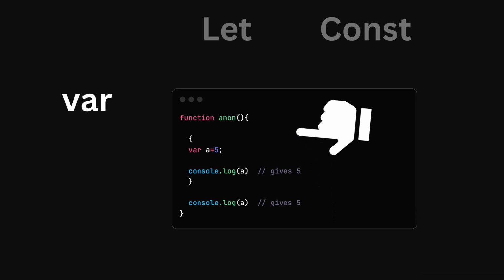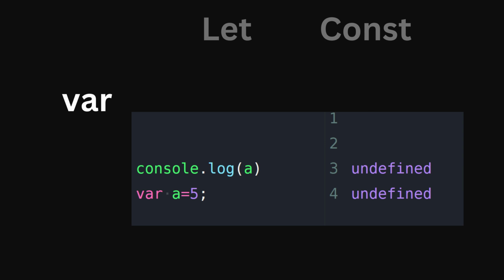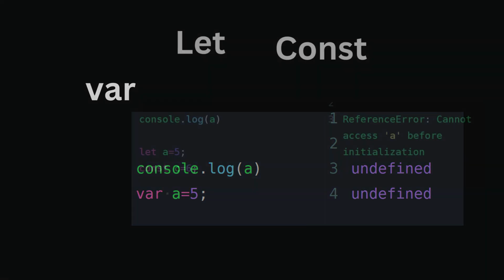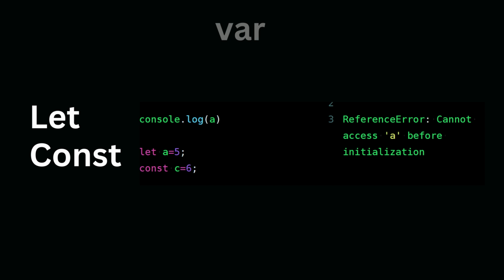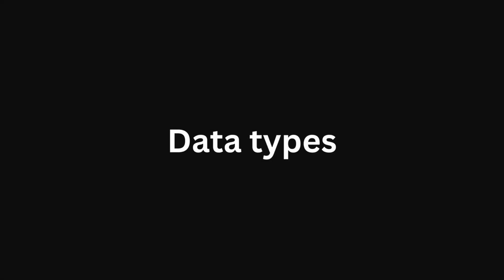You can reference a variable declared with var before the declaration without getting an error. However, when you try to access a variable that is declared using let or const before the declaration, you will get a reference error.